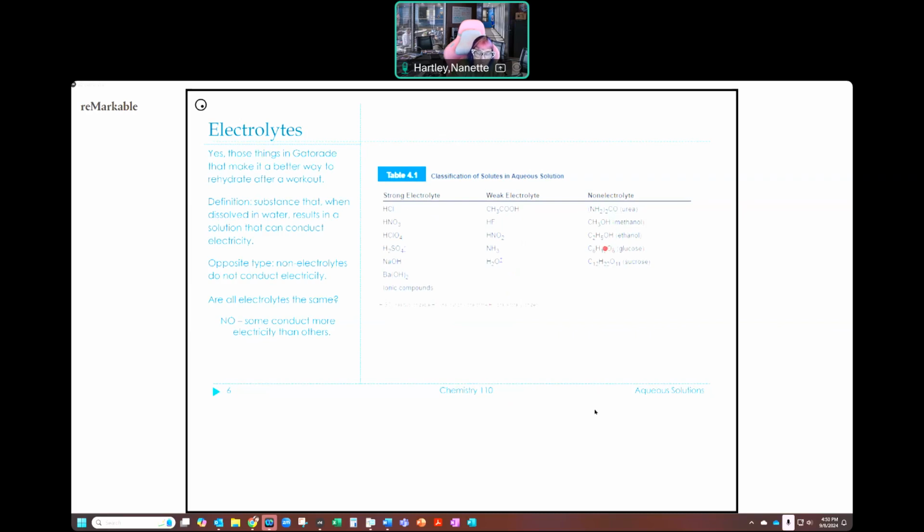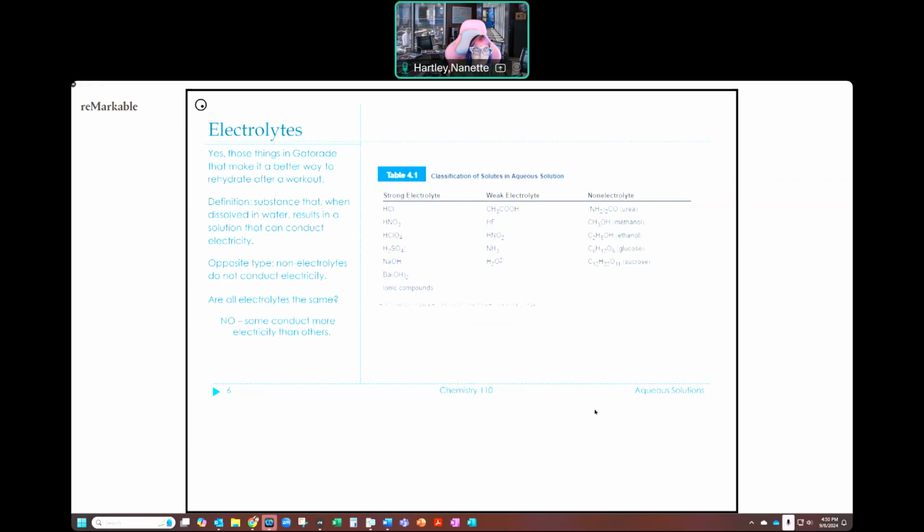And so we can talk about them being strong electrolytes or weak electrolytes or non-electrolytes. Those terms apply to how much they come apart. In 111, we spend a lot of time talking about how much they come apart, and it has to do with what kind of ionization they have, whether they're really ionic compounds or not, and how easy it is to get them to ionize.